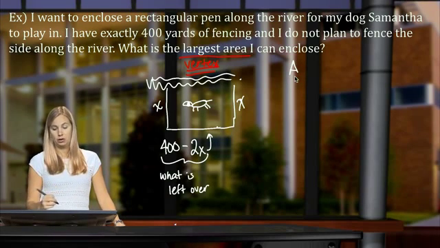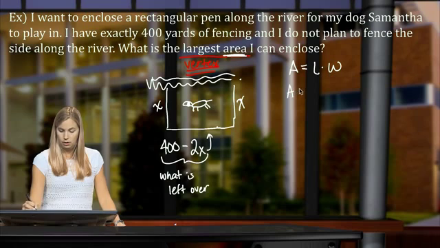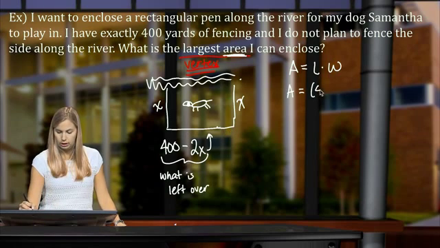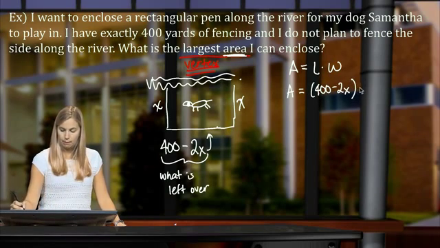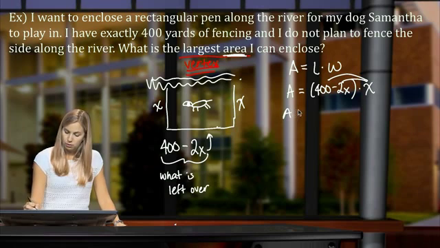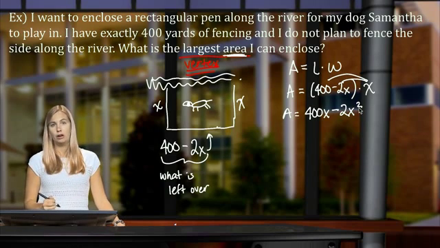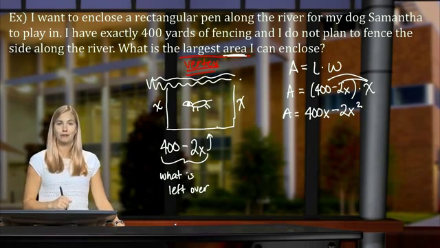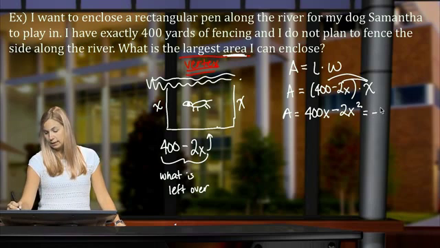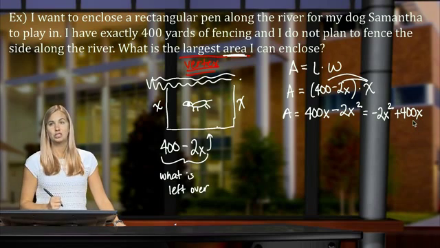Now, if I think about area of a rectangle, because that's what I want to do, I want to maximize area. Area is length times width. Well, now my figure has a measurement for my length and my width. My length is 400 minus 2x, and my width is x. If I distribute this x, we get area is equal to 400x minus 2x squared, which is now a quadratic function that we can find the vertex of, which we thought we should do from the very beginning. I'm going to rewrite this so that it's in standard form. Negative 2x squared plus 400x. And now I'm going to start to find my vertex.